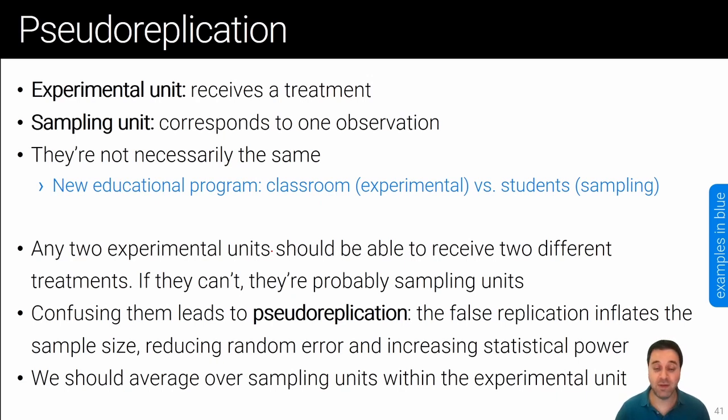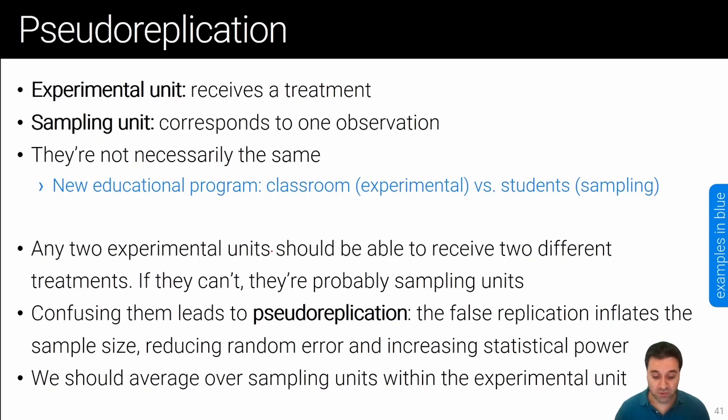So in the case of the classroom, we might think about students. Can we apply a different educational program to two students in the same class? No, we can't. So that tells us that those are sampling units. We are measuring something, or making observations about those two students, but we are really applying the treatment on the whole classroom. And the problem is when we confuse one with the other, and we analyze the data at the observation level, thinking that that is where we are applying our treatment.